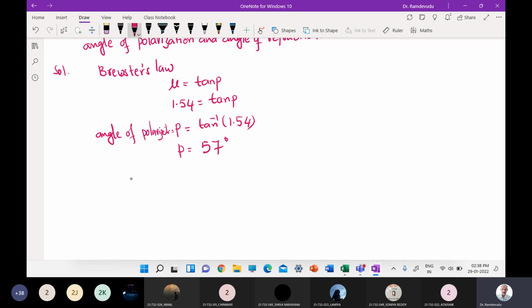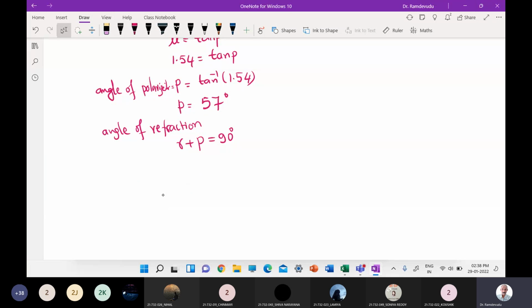And they are asking also the angle of refraction. We have seen that at the polarizing angle p, r plus p must be 90 degrees, because when the angle of incidence is p, we get fully polarized light. At that point, r plus p is equal to 90. Therefore, r is equal to 90 minus 57. So r must be equal to 33 degrees. You know it already.